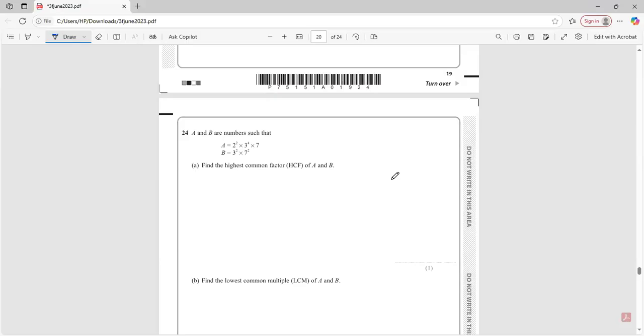Pardon? I didn't hear what you said. I didn't get you back there. 3 squared times 7. Okay. So I'm guessing you took the 3 squared because they have three in common, and then you chose the lowest power, which is squared. Yes.